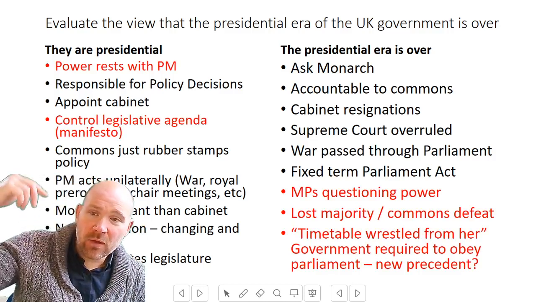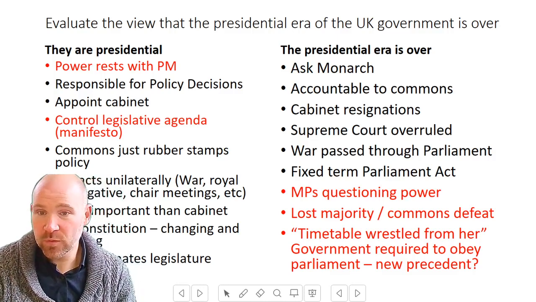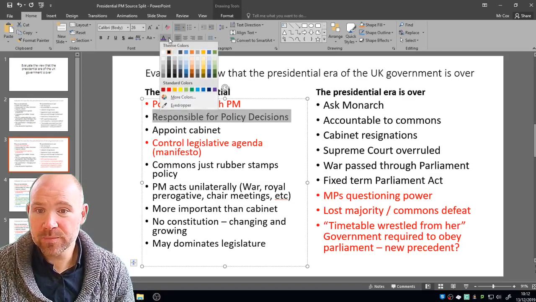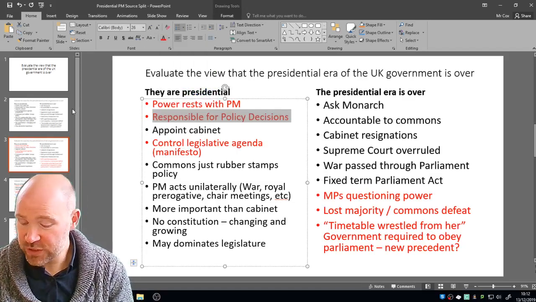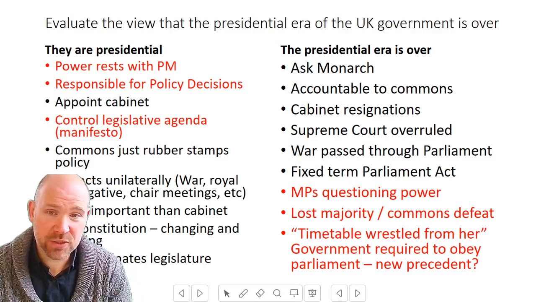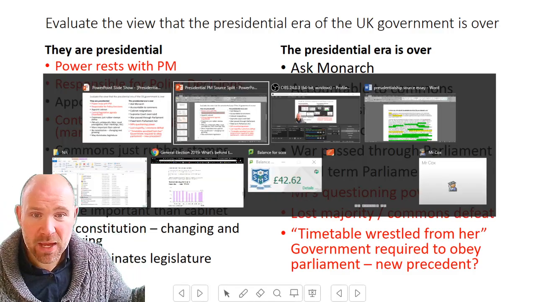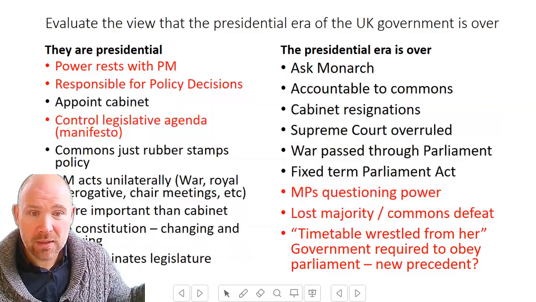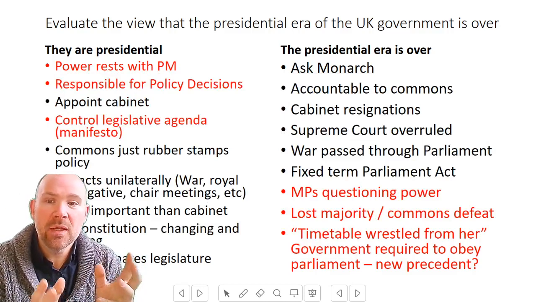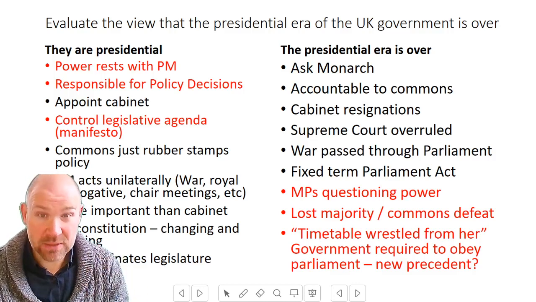I felt on this side, the power rests with the Prime Minister and the ability to be responsible for policy decisions, sorry, I made a little mistake there, and to control the legislative agenda is all the same point. So I'm going to make that my first half of the section. And then on the other side, the bit where it says the MPs are questioning the power, the lost majority, Commons defeat, timetabled referendum, this is all to do with to what extent the Prime Minister is able to decide policy.